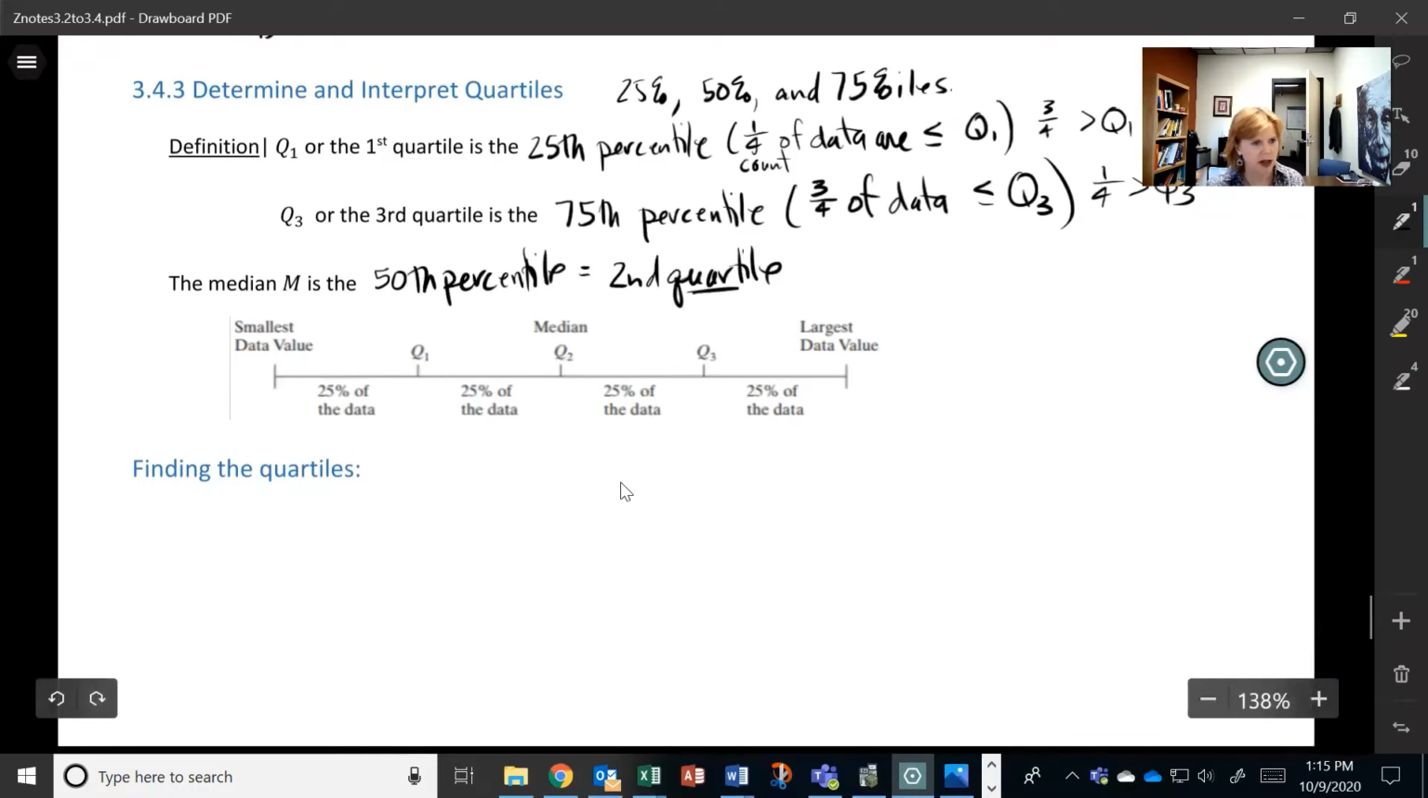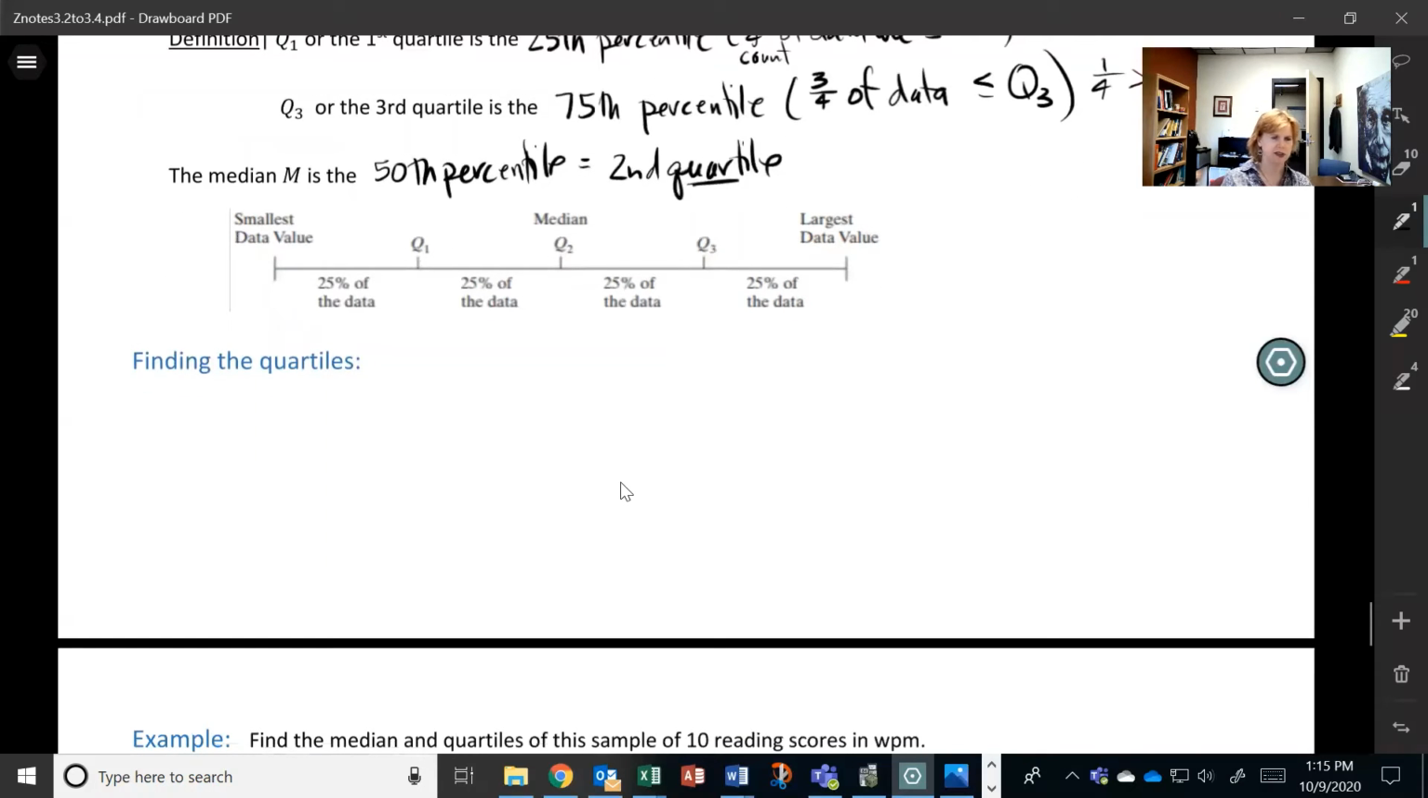So how do we find them? I'm going to show you how to do it by hand. Obviously, you can use summary stats columns, and it'll come right out. But your first step is to sort the data smallest to largest. Actually, it doesn't matter if you sort smallest to largest, but that's the idea.